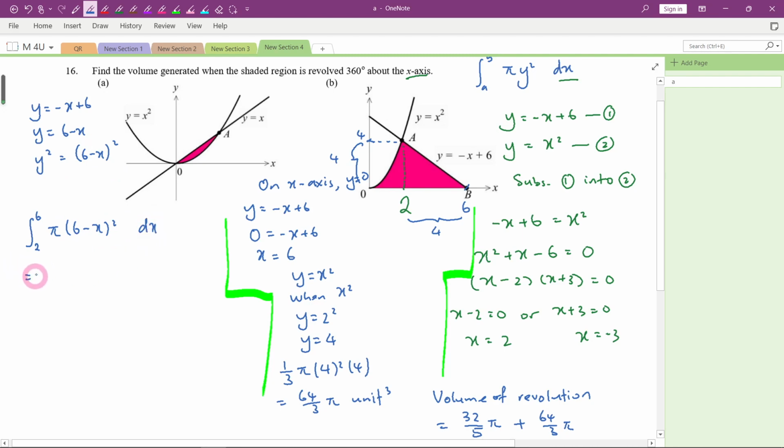dx. Okay, start to integrate it. So how about I bring the pi out first. 6 minus x, squared. Okay, now start the integration process. 6 minus x, 2 plus 1 gives power 3, and whatever I write here, write the same thing for the denominator. And don't forget, you cannot stop here yet. You have to differentiate the function inside, which will give you actually -1.